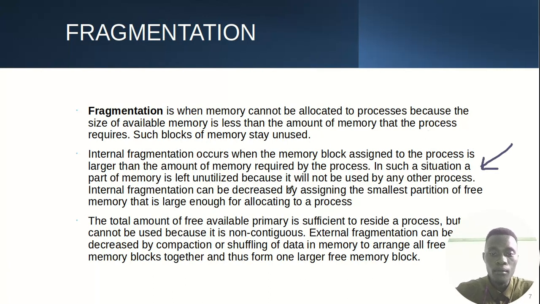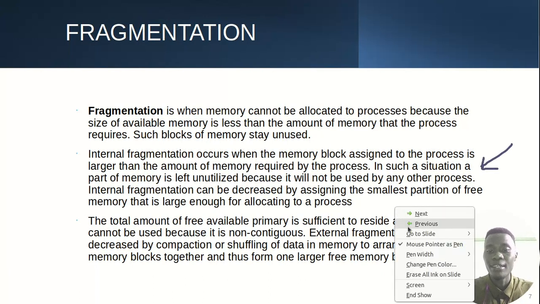And then we have external fragmentation, which has its other defects, because external fragmentation has some disadvantages in that the total amount of free available memory is sufficient to reside a process but cannot be used because it is non-contiguous. So if it is not fixed and it cannot be utilized, that is when you are intending to use external fragmentation. You are trying to go the hard way to assign this amount of space to the process, but then it cannot be done that way.